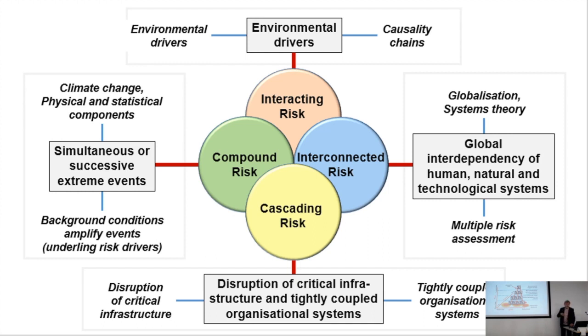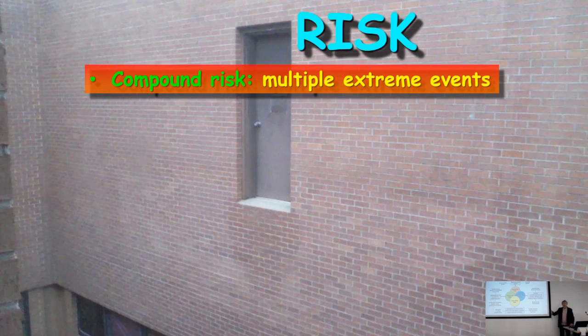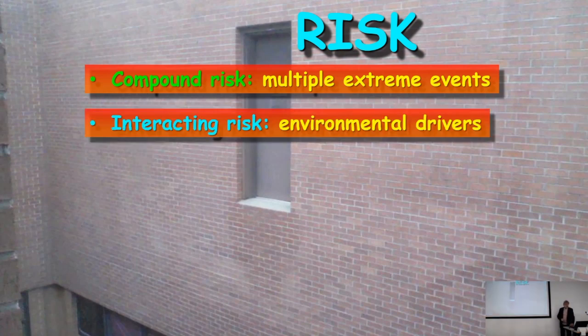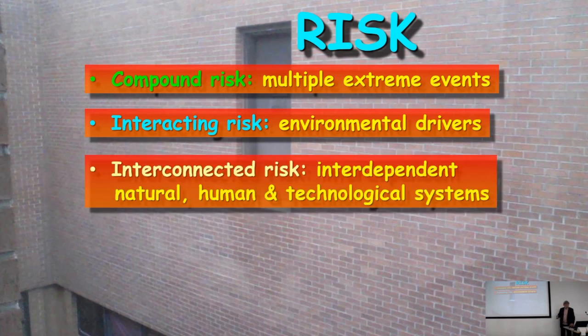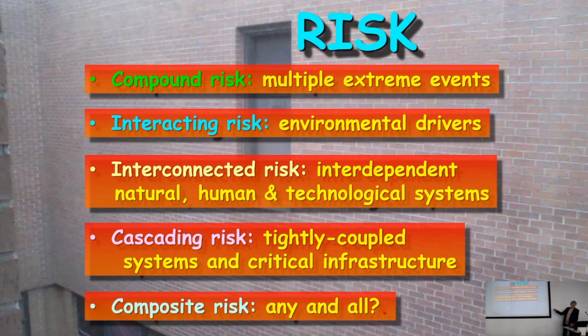We also find that cascades relate to a variety of other complexities, and you can look at this at your leisure later: simplified risk, compound risk, multiple events, interacting risk, environmental drivers of different kinds of risk. We've got plenty of those. You probably know a lot more than I do about them. Interconnected risk: natural, human, technological. Cascading, tightly coupled, networked. And composite, any of the above together. Very challenging, very difficult, but it's got to be done by creating scenarios for emergency planning.